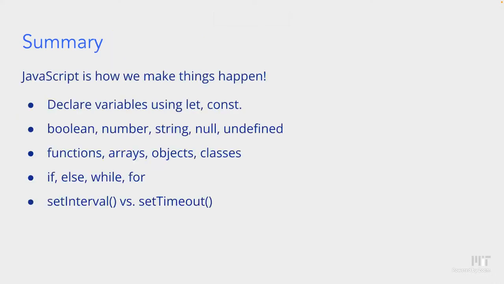Okay. So in summary, we learned about declaring variables using let and const. Do not think about var. Var is forgotten. We also have our primitive data types. So that's Boolean, number, string, null, and undefined. And then we also learned about functions, arrays, objects, and classes.